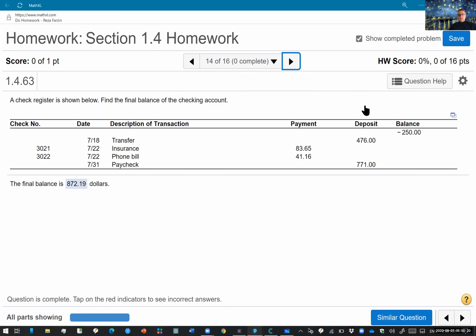All right, so look at this. A check register is shown. Find the final balance of the checking account. Do me a favor and go and see if you can get this number. Go give it a try. You can use a calculator, by the way.